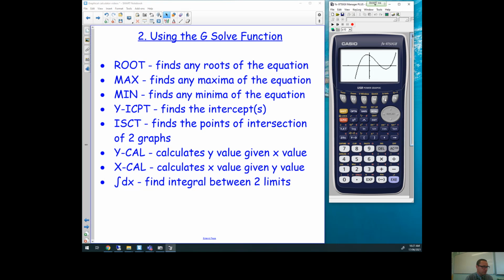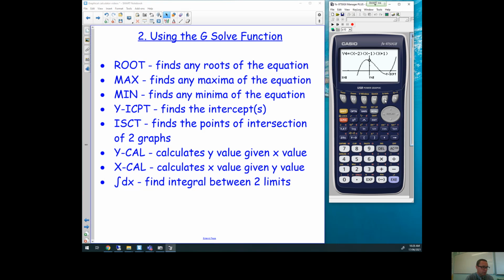Same again, so gsolve root. The first root is at minus 1. The second root is at 1. And the third root is at 2. Y-intercept, so we can also just navigate around here. If I click exit here and draw it again, I could just move it up a bit if I wanted to. I can use this arrow button to move it up and down, or left and right. That looks pretty good. So let's find the intercept now. gsolve y-intercept, that's at 2.